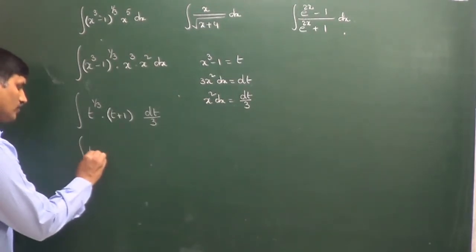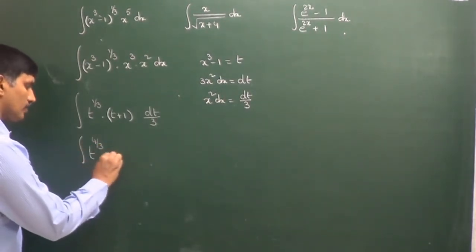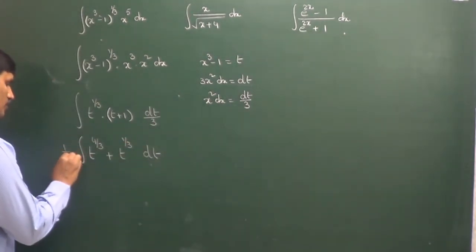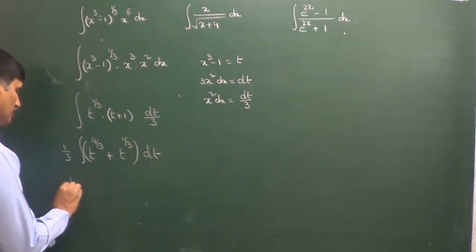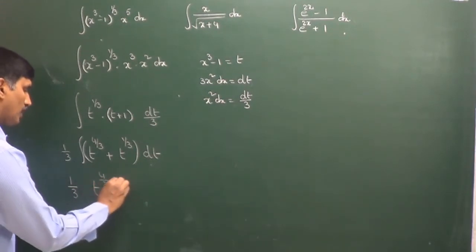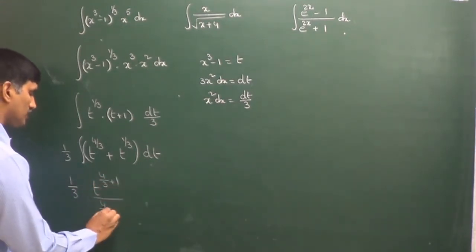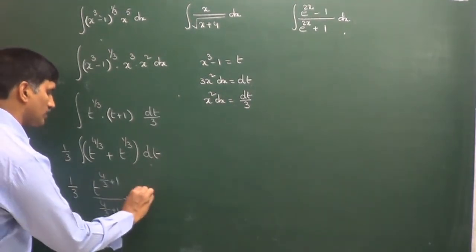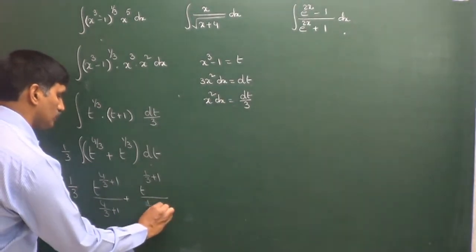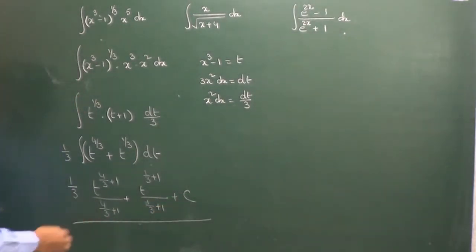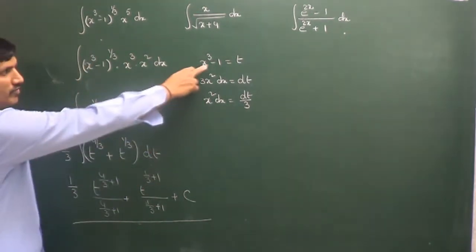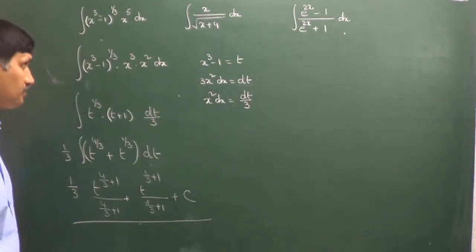This equals the integral of t power 4 by 3 plus t power 1 by 3 dt. The constant we write outside. Now we integrate: 1 by 3 into t power 4 by 3 plus 1 divided by 4 by 3 plus 1, plus t power 1 by 3 plus 1 divided by 1 by 3 plus 1, plus the constant of integration. In place of t, we have to write x cube minus 1.